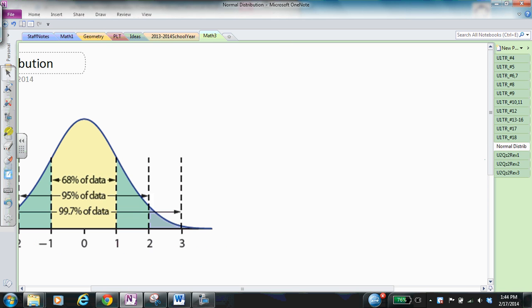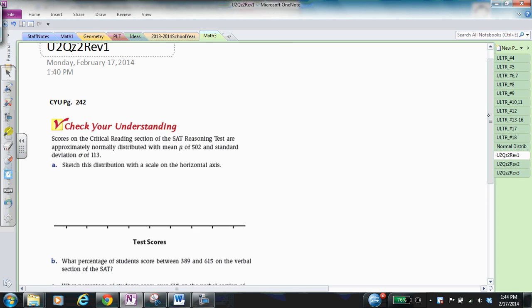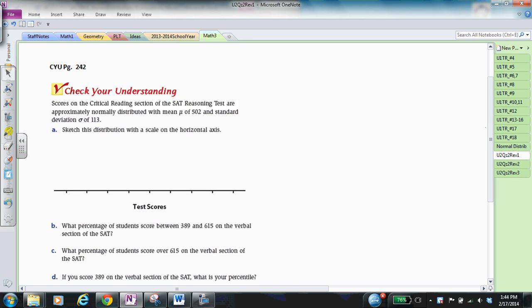So you guys can see this is the first problem that you see on the review. It's to check your understanding coming from page 242. It says scores on the critical reading section of the SAT reasoning test are approximately normally distributed with a mean mu of 502, so the mean is 502, and the standard deviation sigma of 113. So standard deviation is 113. So it says to sketch the distribution.